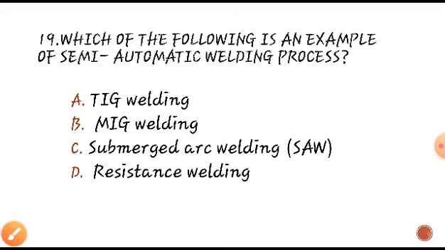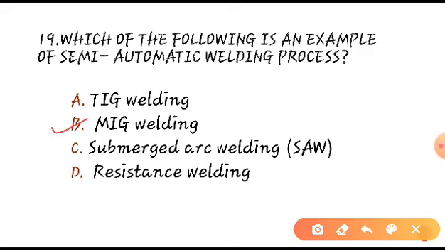Which of the following is an example of a semi-automatic welding process? A. TIG welding, B. MIG welding, C. Submerged arc welding, or D. Resistance welding. So option B is correct, MIG welding.